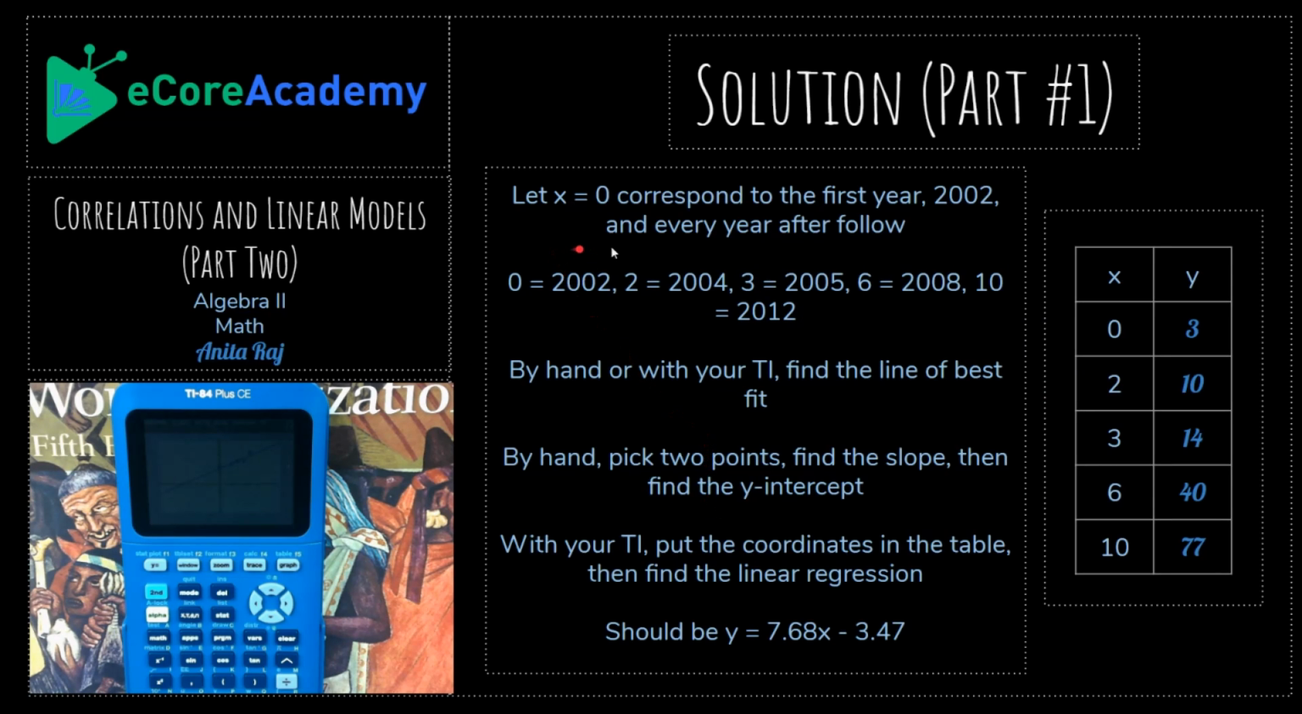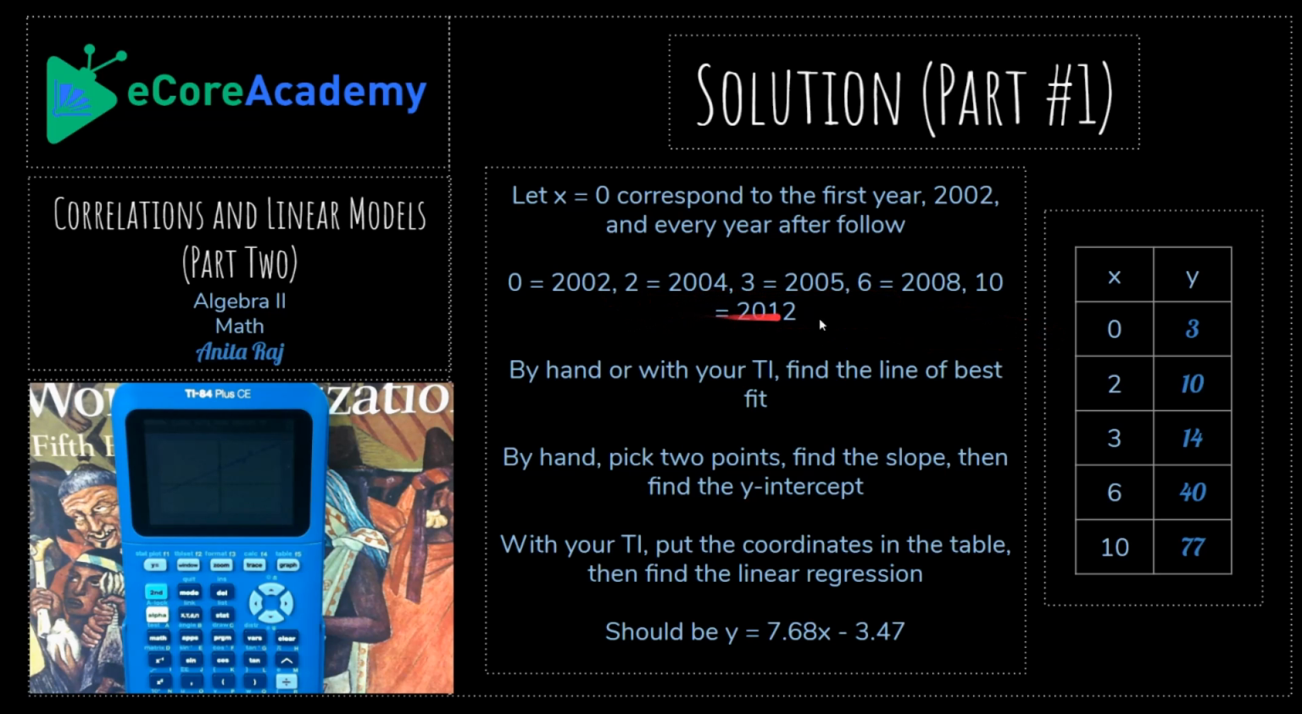So we're going to make x equals 0 correspond to the first year. You do this with the first year of your word problem. In this case, it's 2002, and every year after follows. What this means is, if 0 equals 2002, then 2 will equal 2004, because 2004 minus 2002 is 2. So there's a 2-year difference. To maintain that same relationship, 2005 becomes year 3, 2008 becomes year 6, and 2012 becomes year 10. These years are found by subtracting the actual year from the year 0. If you see that pattern, I think it'll be easier to understand.